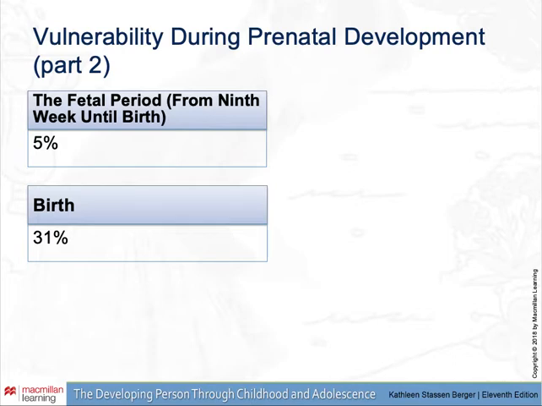Continuing on with the fetal period, from the 9th week until birth, about 5% of all fetuses are aborted spontaneously before viability at 22 weeks or are stillborn, defined as born dead after 22 weeks. And even at birth, about 31% of all zygotes grow and survive to become living newborn babies. It's a lot to go through to be successful.